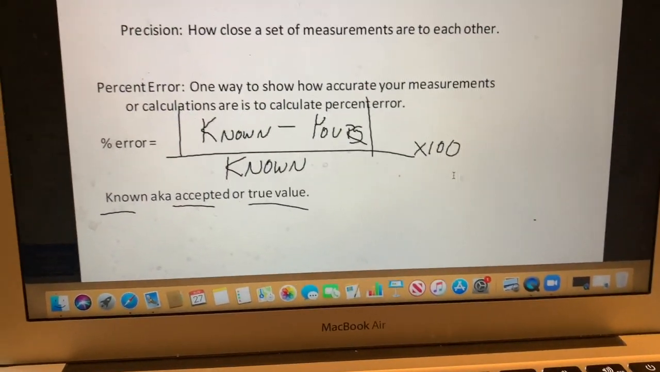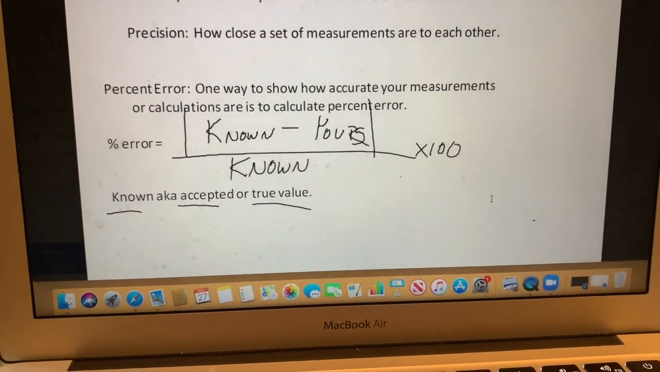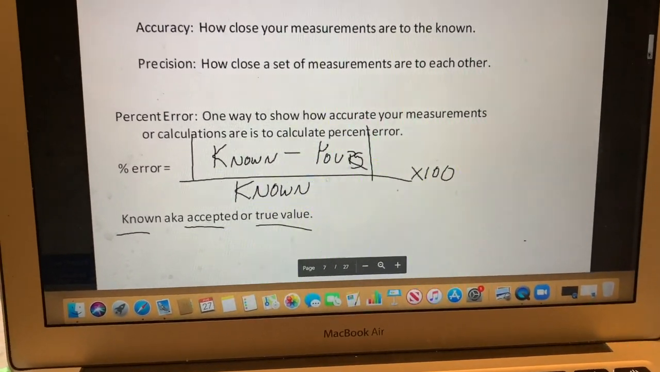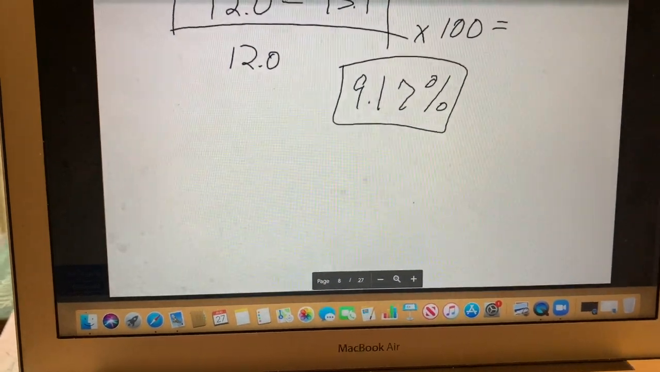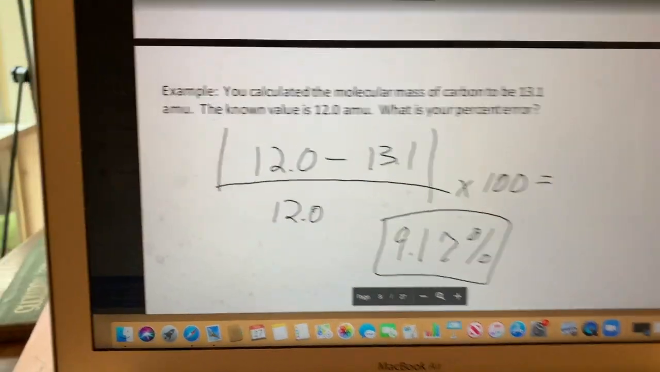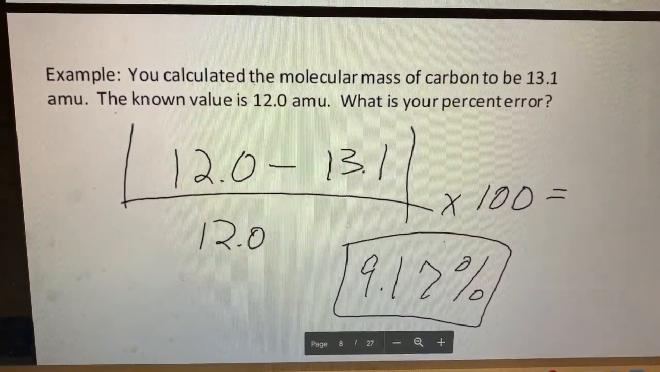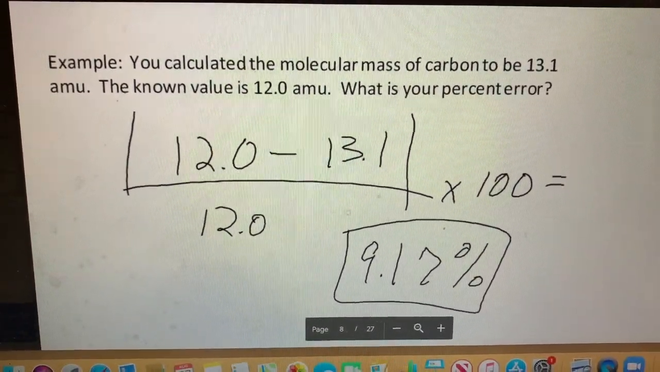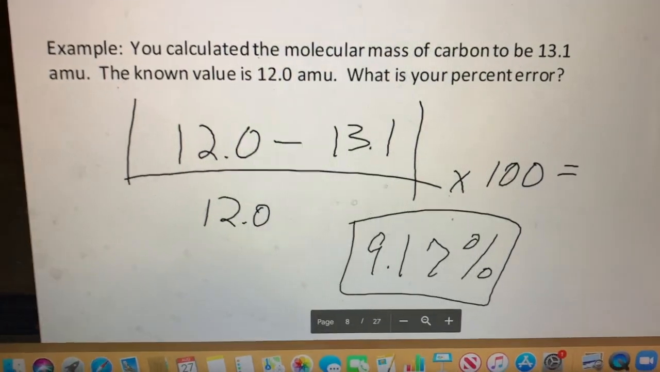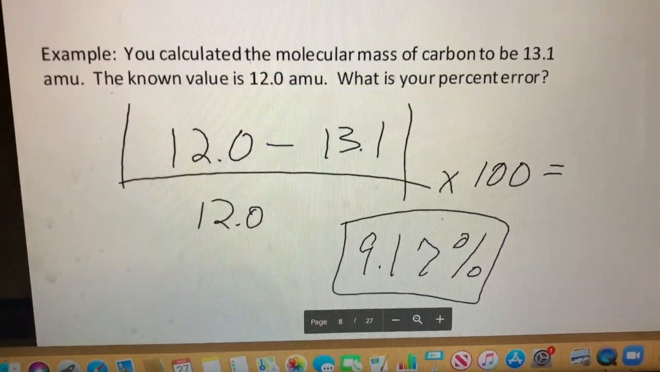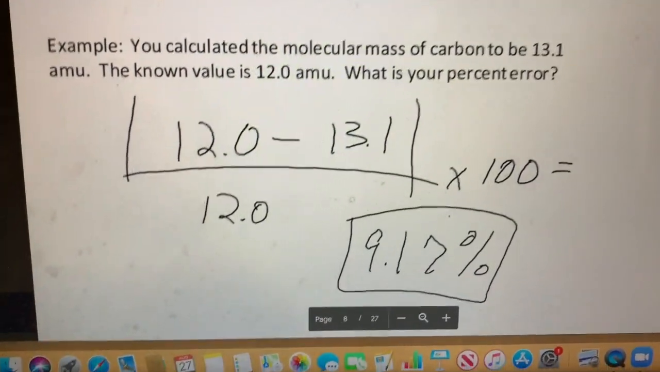That's just going to give us an idea as to how well the experiment went for you. So I think you have a practice problem there. Why don't you go on ahead and pause, and we will see the answer in a minute. Okay. Now we're back. Here we go. You calculated the molecular mass of carbon to be 13.1 AMU. The known value is 12. What is your percent error? So you should have gotten about 9.17%. We're going to talk about rounding in our next note, so please don't stress over that.